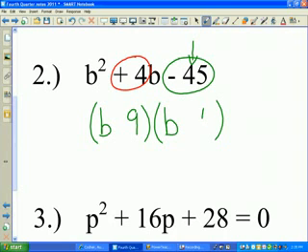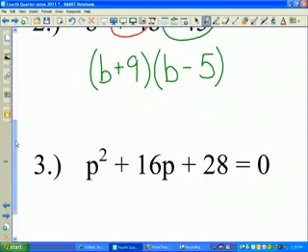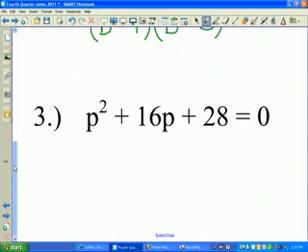What two numbers multiplied together will give me a negative 45 and added together to give me a positive 4? So we know that 9 and 5 will work, but which one's going to be negative? Hopefully you said the 9's going to be positive and the 5's going to be negative, because 9 times negative 5 is a negative 45, and 9 plus negative 5 is a positive 4. So b plus 9 and b minus 5 are my factors.